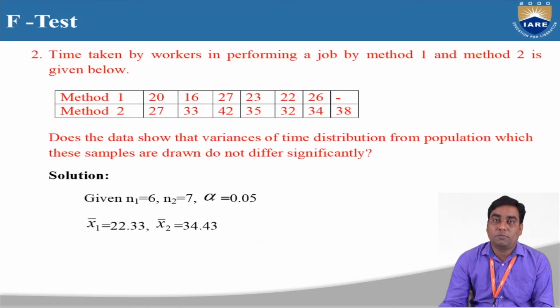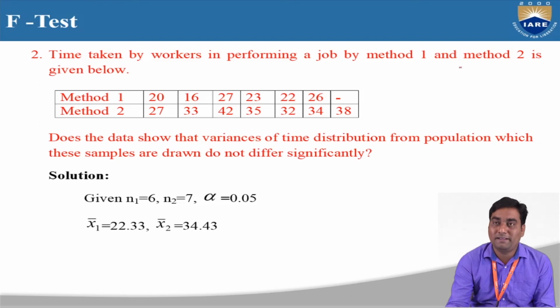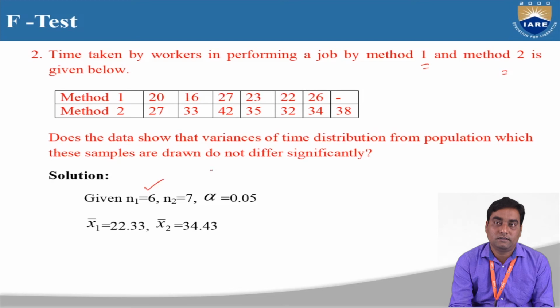If I go to another problem in F-test, the description of the problem is: time taken by workers in performing a job by method 1. Two types of jobs, method 1, method 2. Method 1 has size 1, 2, 3, 4, 5, 6, so the first sample size is 6. Second sample size is 7. So two samples. Two samples means which test is suitable? T-test for difference of means or F-test, depends on the question.